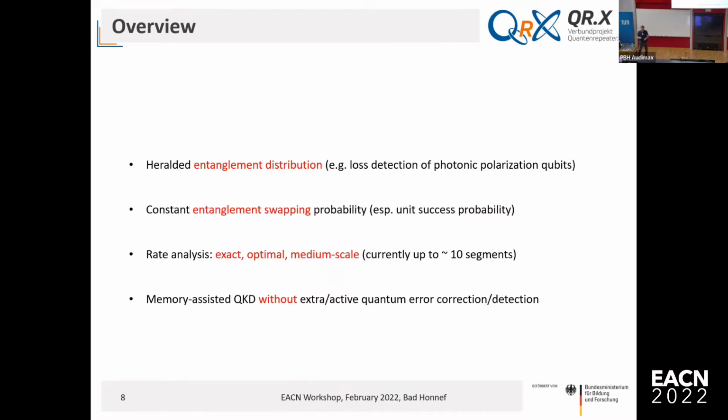So the repeater systems are supposed to be of a medium scale. Currently, we can calculate rates for repeaters up to 10 segments in this framework. And so what we are doing here is basically memory-assisted QKD. We are not introducing some means of active quantum error correction. So of course, there's some intrinsic quantum error detection in a way because we have the loss heralding mechanism, but we do not consider any additional quantum error correction codes or entanglement purification in particular. If we want to include this, it gets more complicated, more complex, even for a small scale system.